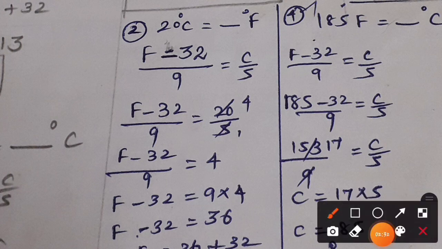See how much is given here. 20 degree. So you have to substitute 20 here. 20 by 5, so strike out, and finally you get 4. So same: F minus 32 divided by 9 is equal to 4.